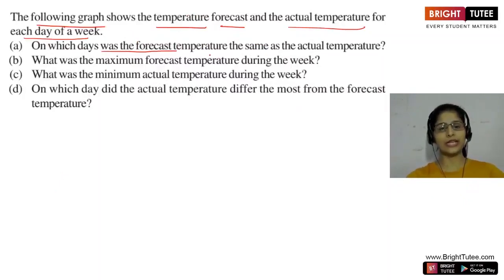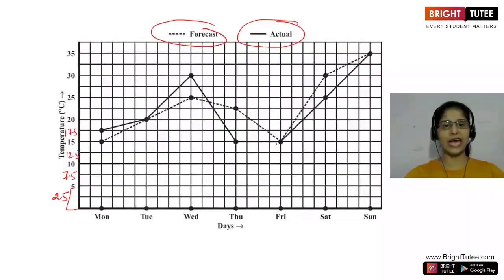On which days was the forecast temperature the same as the actual temperature? So just see in the graph, do we have any location or any day where the temperature is same? So yes, we see here. That means on Tuesday, the forecast temperature and the actual temperature is same. It is 20. And any other place? Yes, here we have the same. On Friday also, the temperature remained same. It is 15 degree for both. The forecast also was 15 and actual temperature was also 15. So yes, on Tuesday and on Friday, the forecast temperature and actual temperature is same.